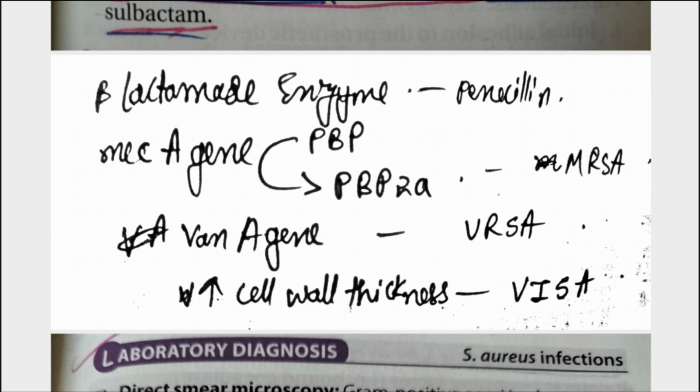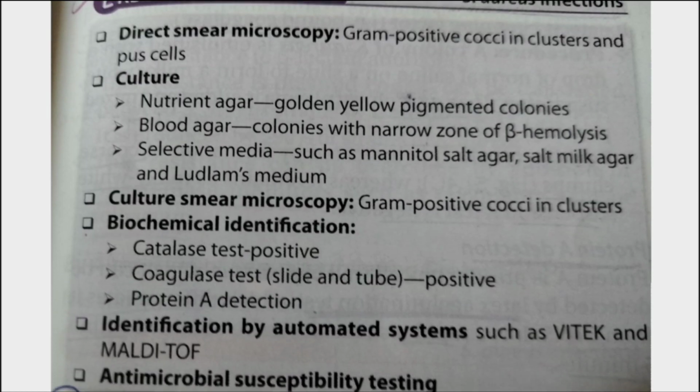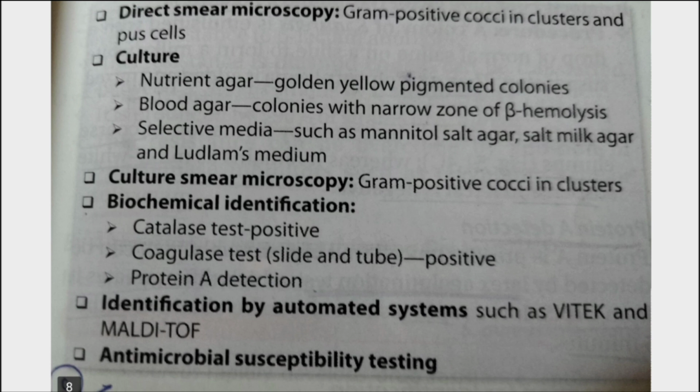Okay, let's revise once again with laboratory diagnosis. First, we will do direct smear. We can see gram-positive cocci arranged in clusters. On nutrient agar, we can see golden yellow pigmented colonies, and on blood agar, we will see a narrow zone of beta hemolysis. Selective media are mannitol salt agar, milk salt agar, and Ludlam's medium.